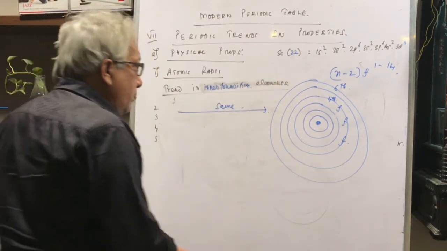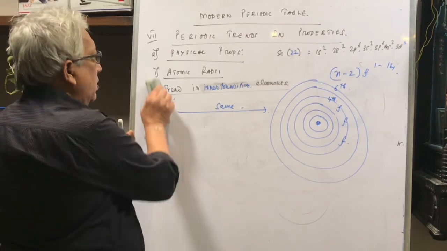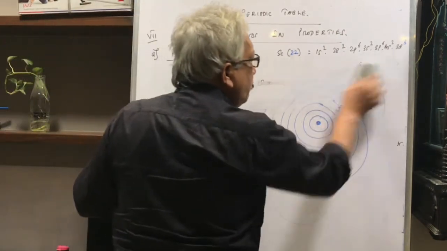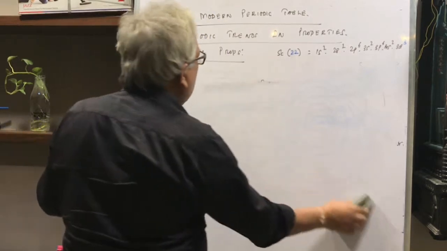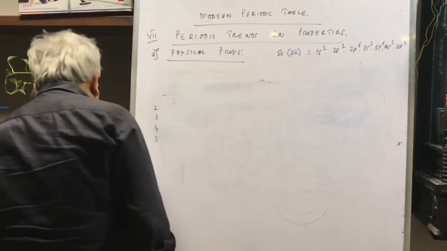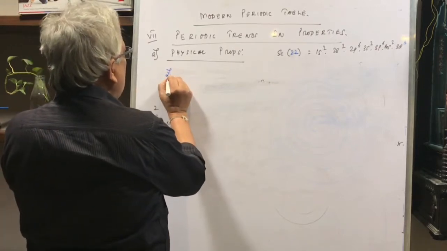Is it okay, children? So that is all about the atomic radii. Now let's go to point number 2. The next property we talk about is ionic radii.